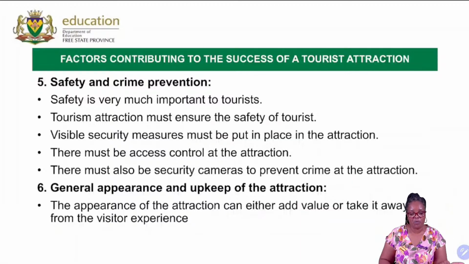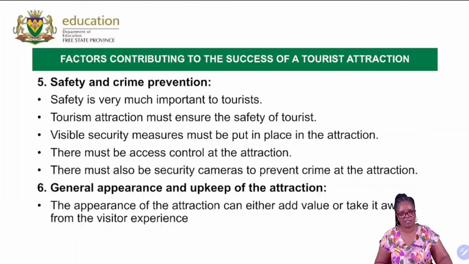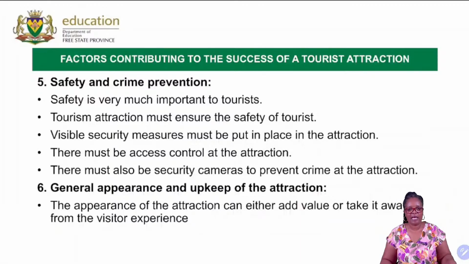It can add value if it is looking good, if it has been taken care of, if maintenance is happening around the attraction. You understand that? If the upkeep is up to standard, they are practicing sustainable tourism, and it's looking good, then the tourist experience will be positive. They will feel that the area looks good, and they might even extend their time of stay.